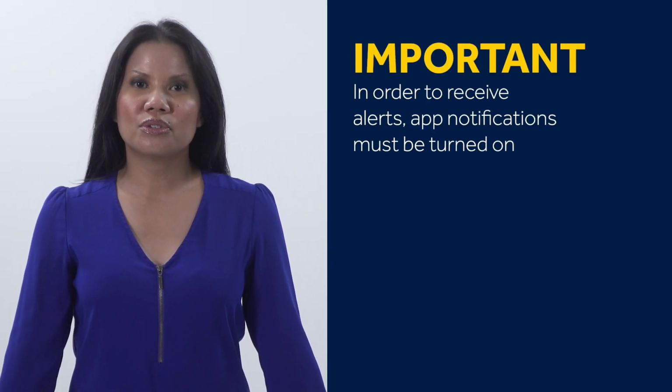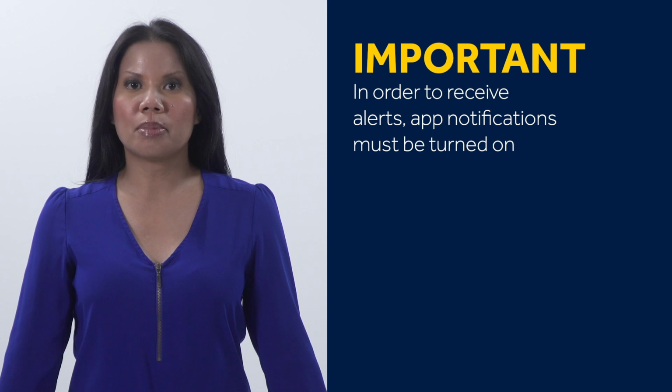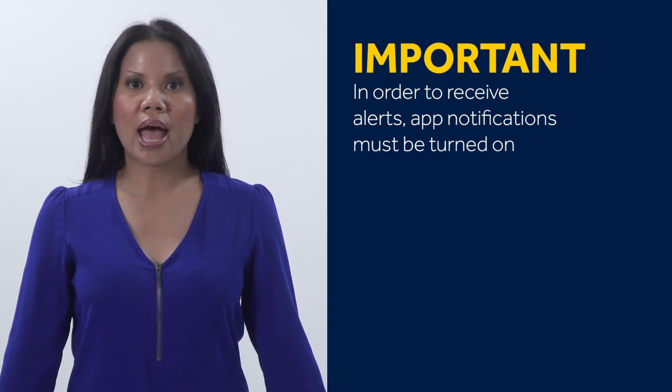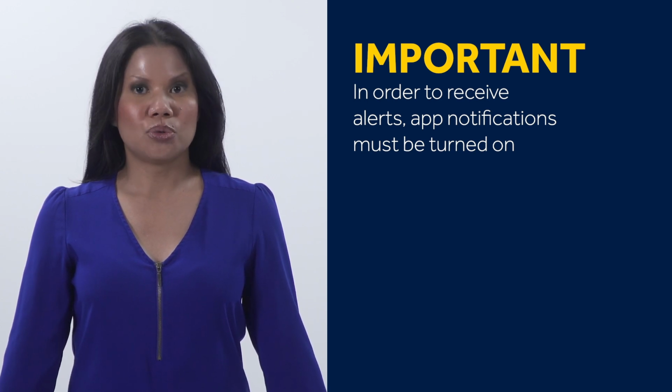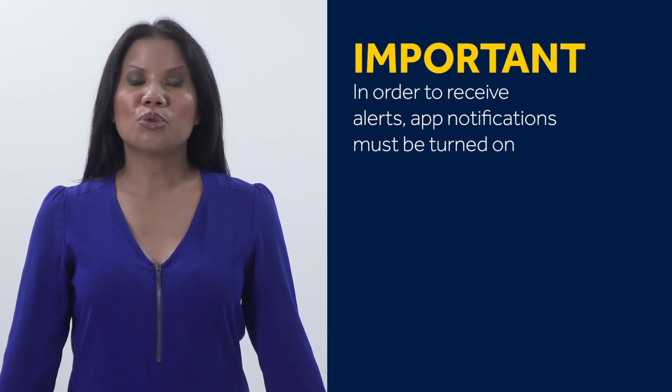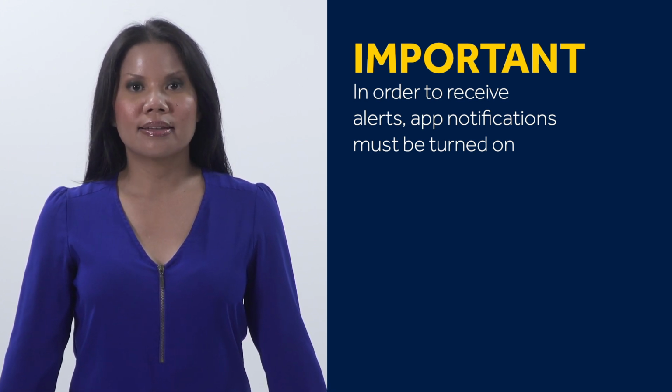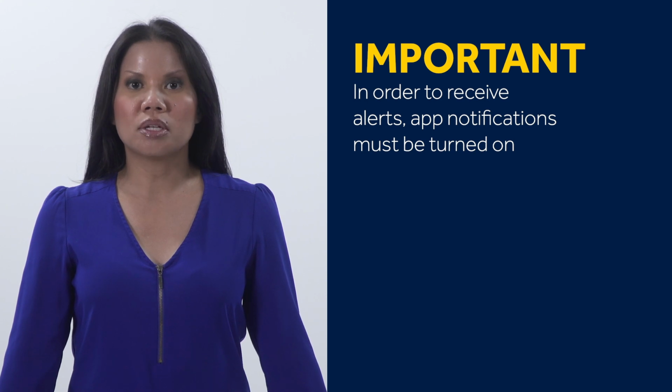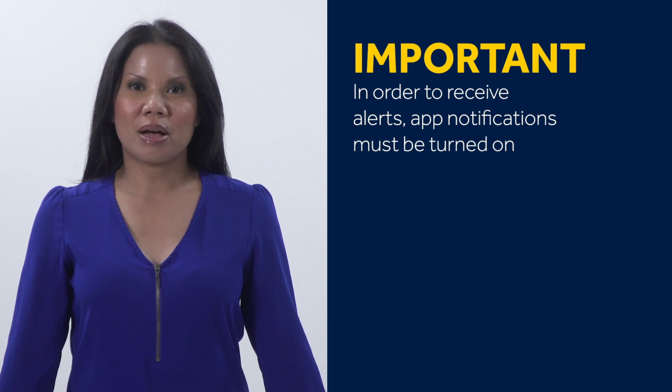In order for you to receive any of the alerts we just talked about, notifications for your app must be turned on. This was turned on when you first set up your app. Please do not turn off the notifications in your mobile device settings. If you turn off notifications by mistake, a bell with a red X will appear on the app's home screen. One last important thing about alerts.